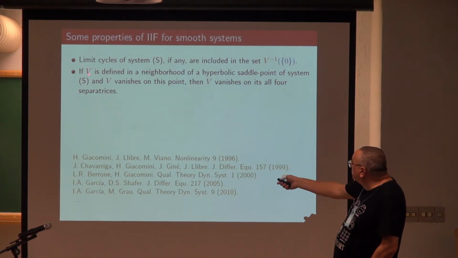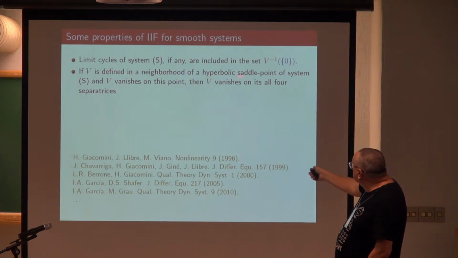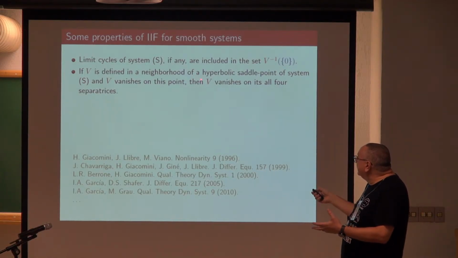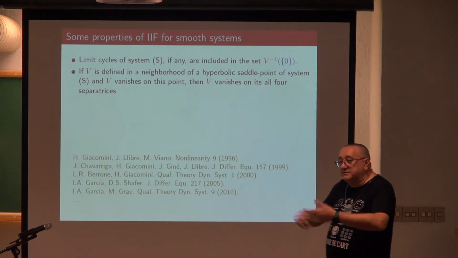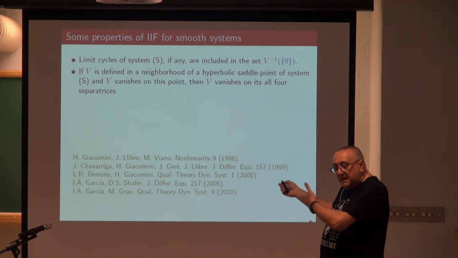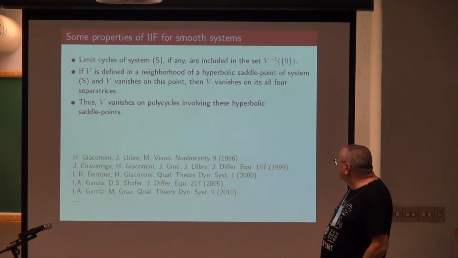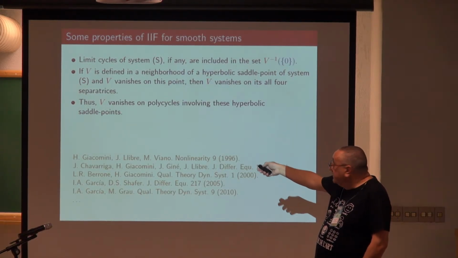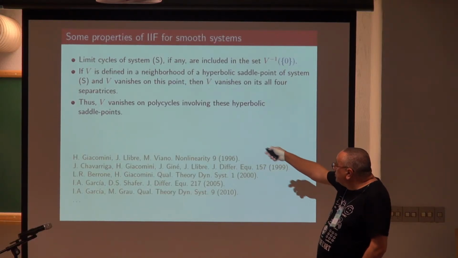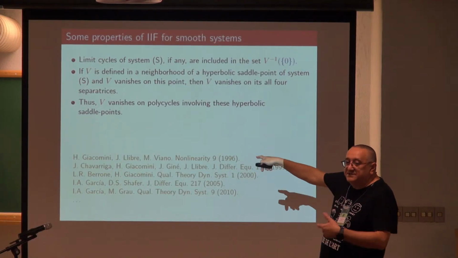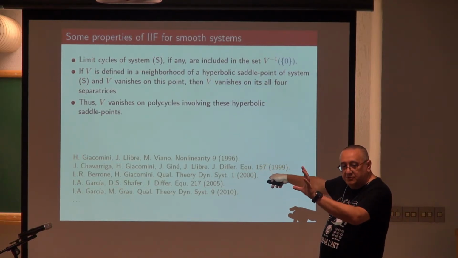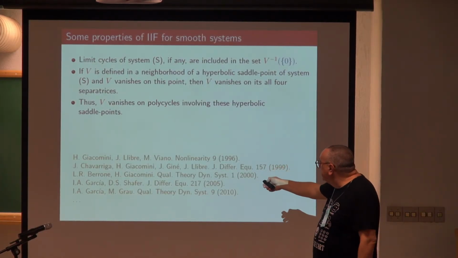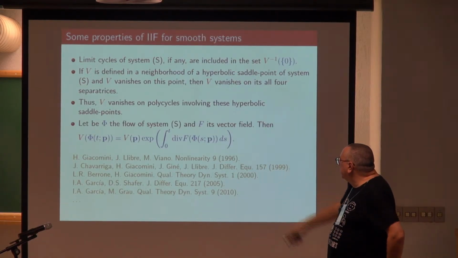Yes, this is important also. If it is defined in a neighborhood of a hyperbolic saddle point, then V vanishes on the separatrices, that is, on the invariant manifolds of this saddle. And well, if you are looking for homoclinic connections or heteroclinic polycycles in general, V is also going to vanish. But in linear systems or piecewise linear systems, like the one that I have shown before, we cannot have very complicated polycycles like this. But I will talk something about this during the course.